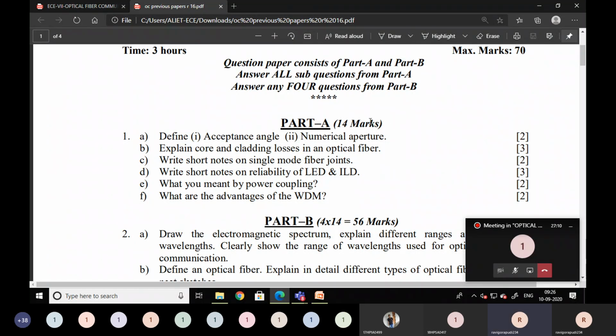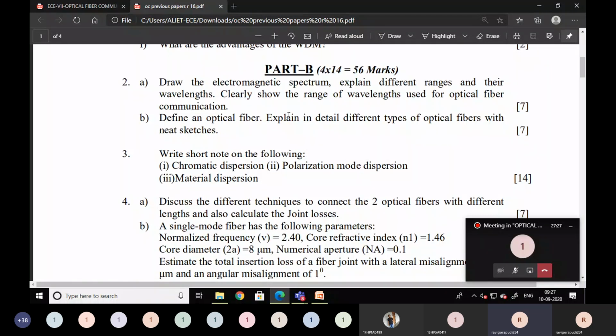Okay, so from part A, out of 6 questions, you can answer nearly 4 questions directly by knowing the syllabus. Maybe 1 or 2 questions have some internal depth. That is also very basic level. Okay, and come to part B. In part B, from each unit we have 1 question. That is also A and B.